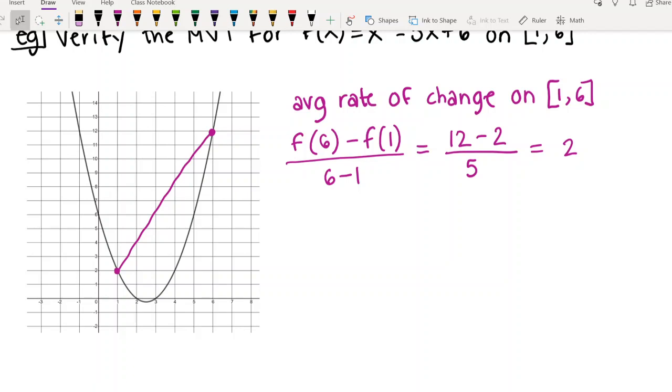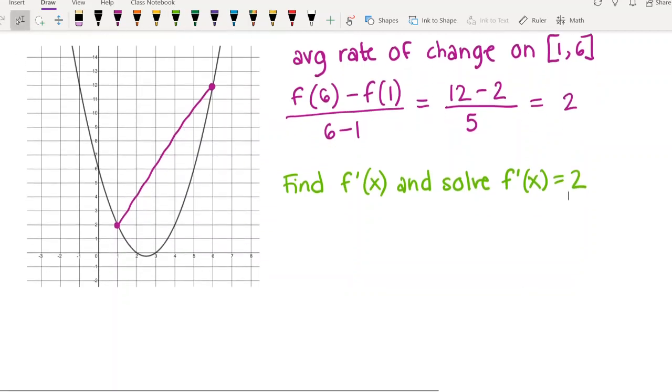So how do we now figure out at what x value we have this same average rate of change as the exact rate of change? Well, if we take the derivative and we set it equal to 2, that will tell us at what x value we have the same rate of change. So what we're going to do is find f prime of x, and then we're going to solve f prime of x is equal to 2, right? Because that will tell us where our rate of change is equal to 2.